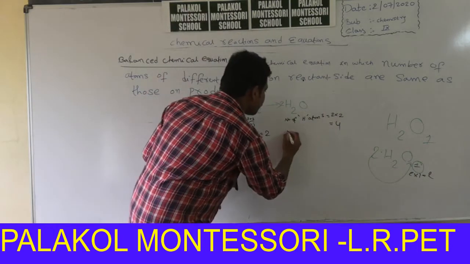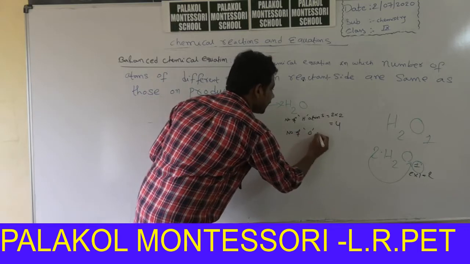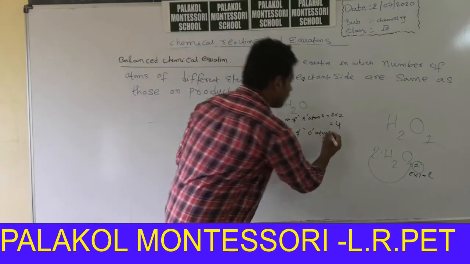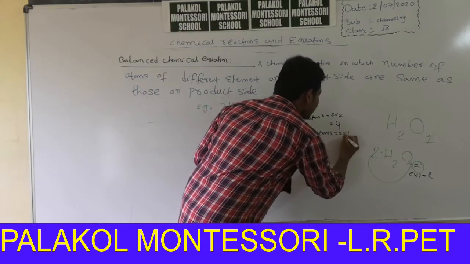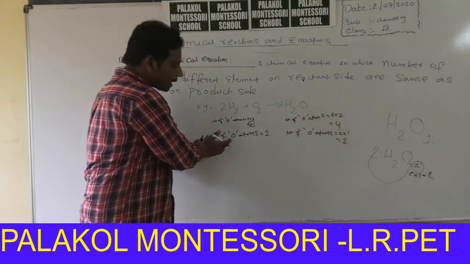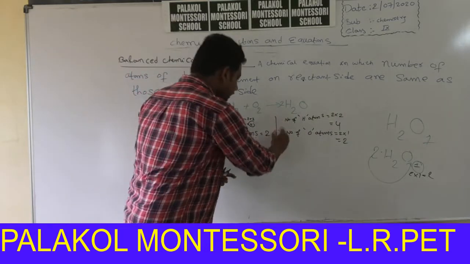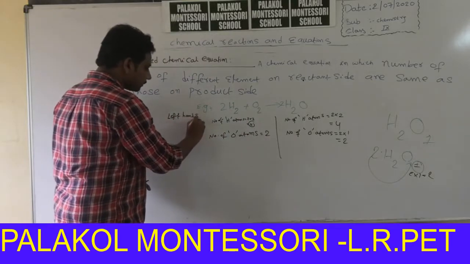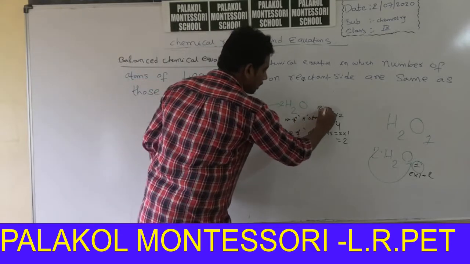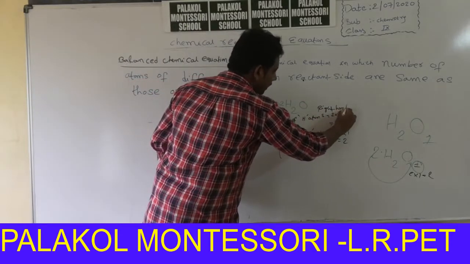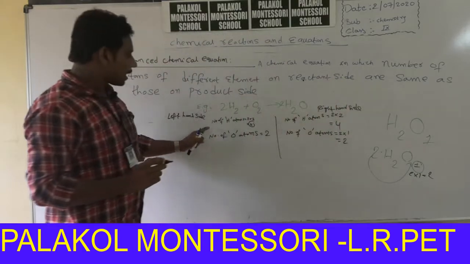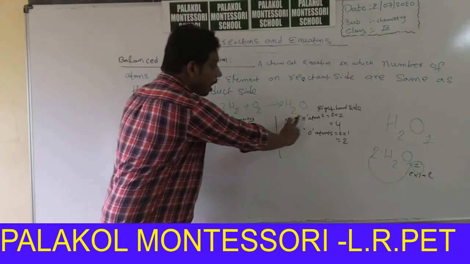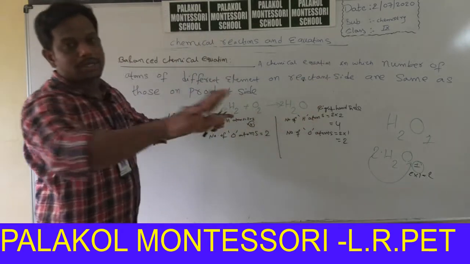Number of oxygen atoms equal to 2 into 1, that is equal to 2. On the left hand side the number of oxygen atoms is 2. This is about the left hand side, and this is about the right hand side. Number of hydrogen atoms on the left hand side is 4. Number of hydrogen atoms on the right hand side is 4. So hydrogen atoms are balanced.